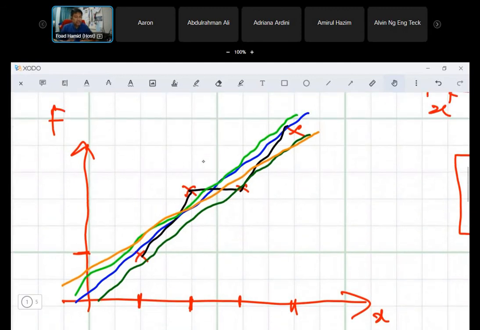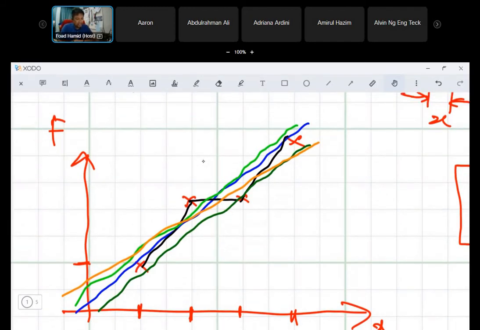So which one do you think is the correct one that represents our experiment? Which one? The blue one, the dark green one, the light green one, or the orange one? Anyone? So what's the problem here? So the problem here is that we do not know which one is the best.